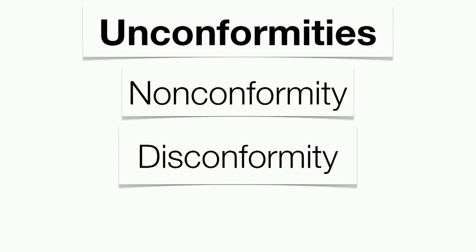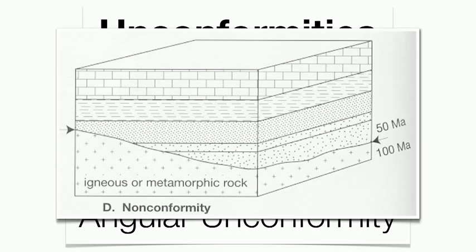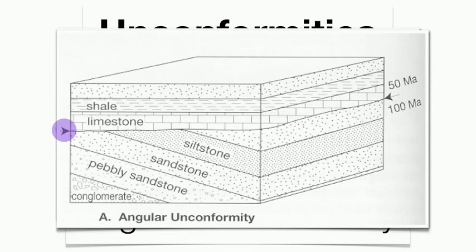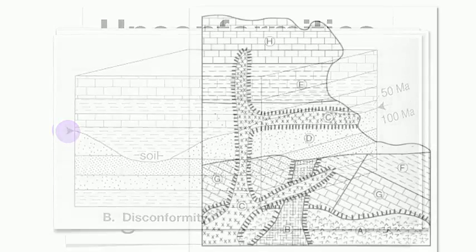And some regents diagrams as well. Here's a nonconformity, disconformity, and angular unconformity. So not a big deal that you know the different names, but it's important that you understand where the unconformities are. So there's one unconformity there. The second unconformity right there. You see the boundary between the rock layers. It's very stark. And then the third unconformity is right there. So make sure you understand where that's going to lie within your sequences.